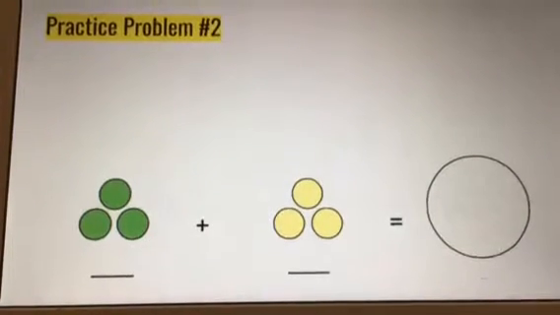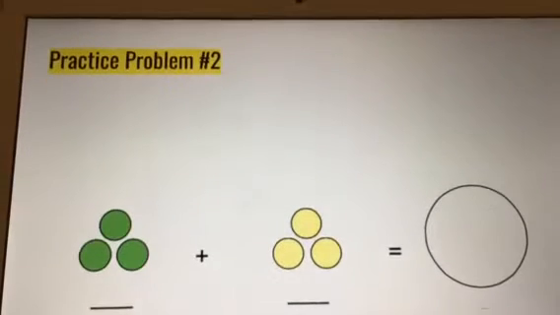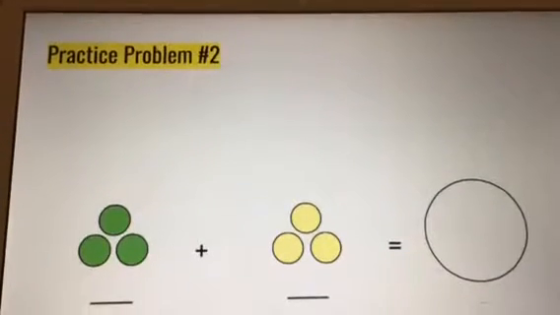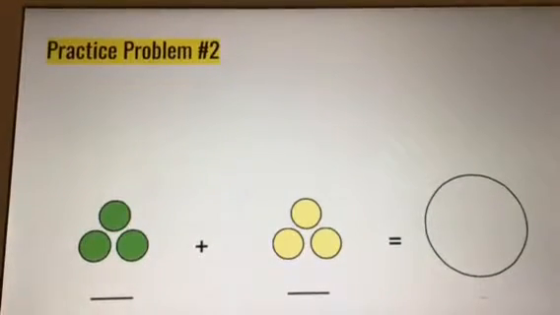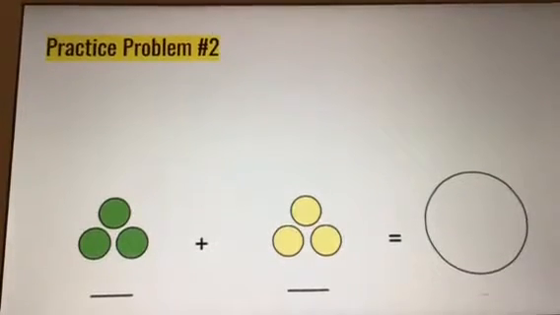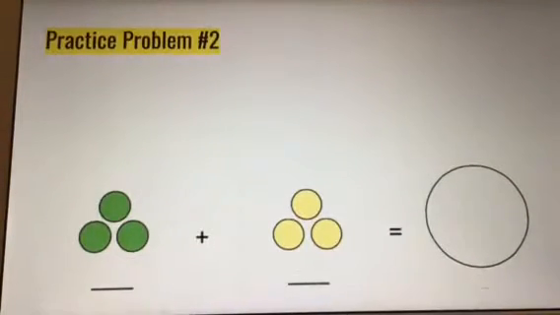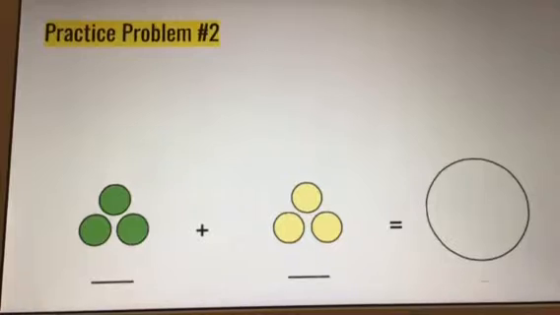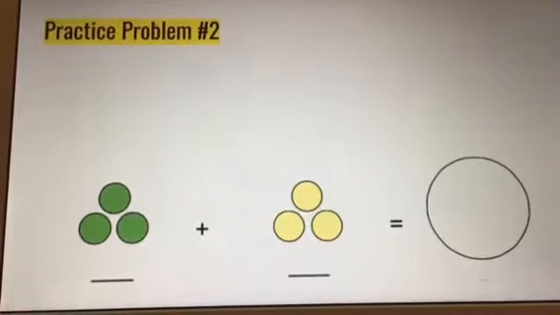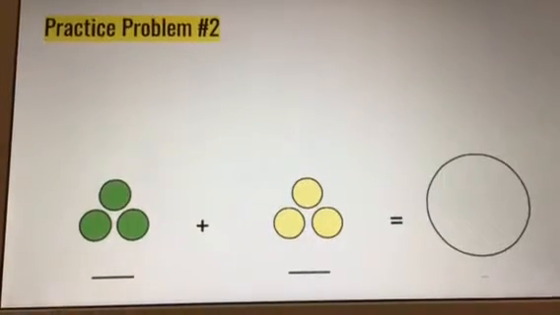This is problem 2. As you can see, the problems will get a little more difficult, but not too difficult. So once the students are done answering this one, we will go over. As you can see, there are 3 green circles and 3 yellow circles. So underneath the green circles on the little line, the students will write 3. And underneath the yellow line, the students will write 3 as well, making the total 6.